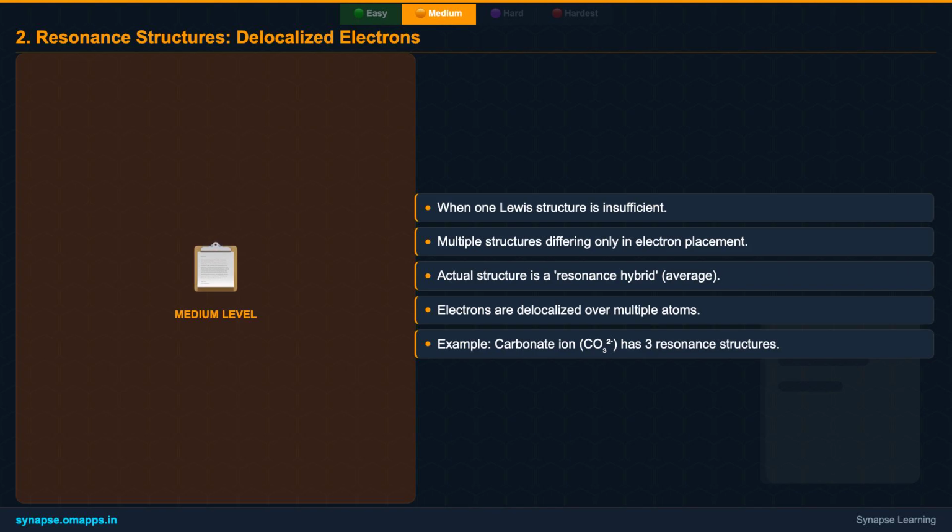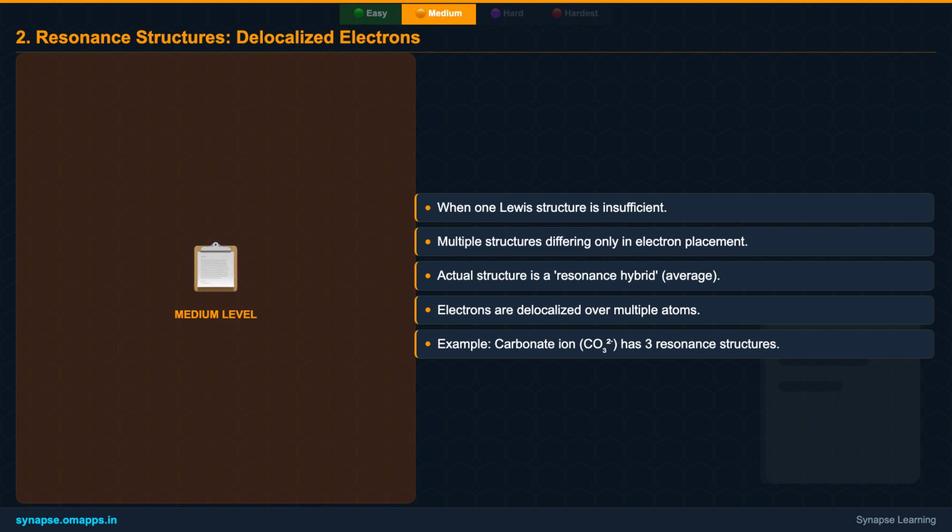That's where resonance structures come in. These are multiple Lewis structures that differ only in electron placement, not atom arrangement, and together they represent the resonance hybrid, the true, averaged structure. We'll look at examples like the carbonate ion.